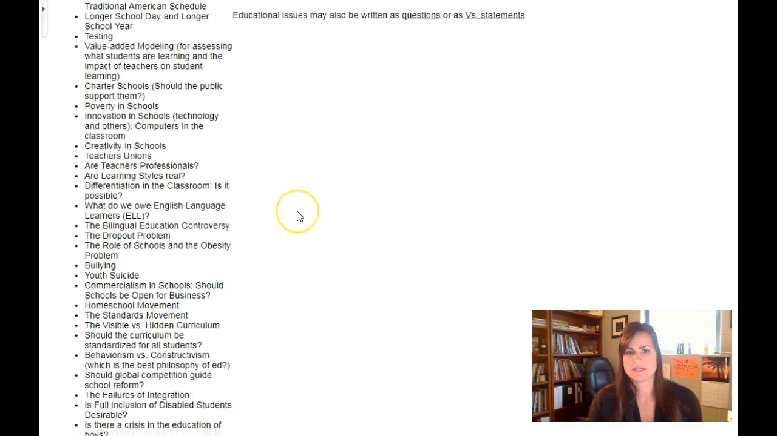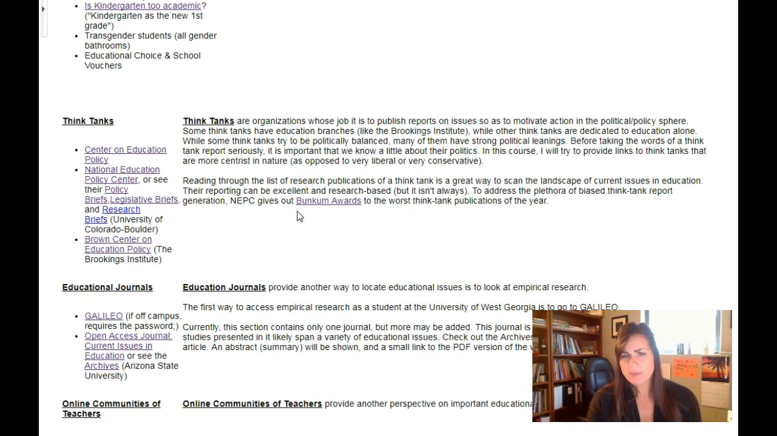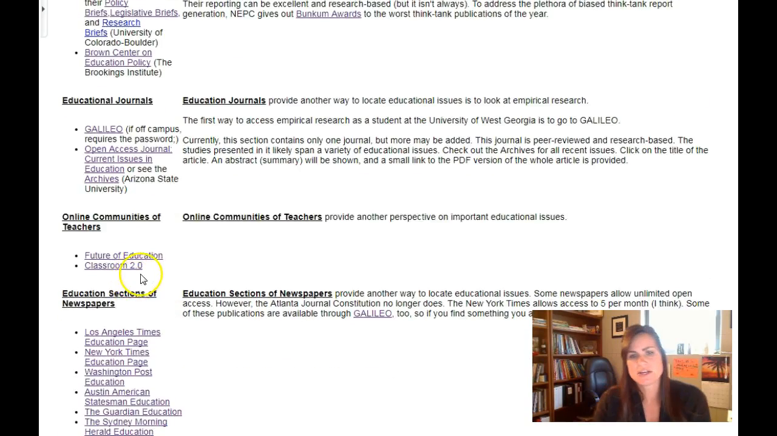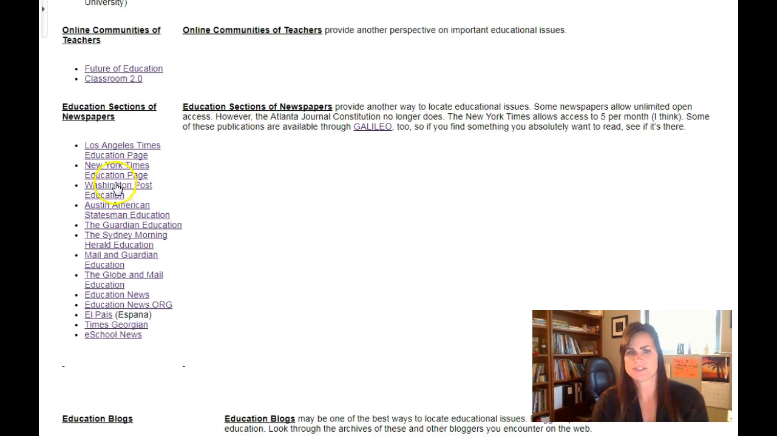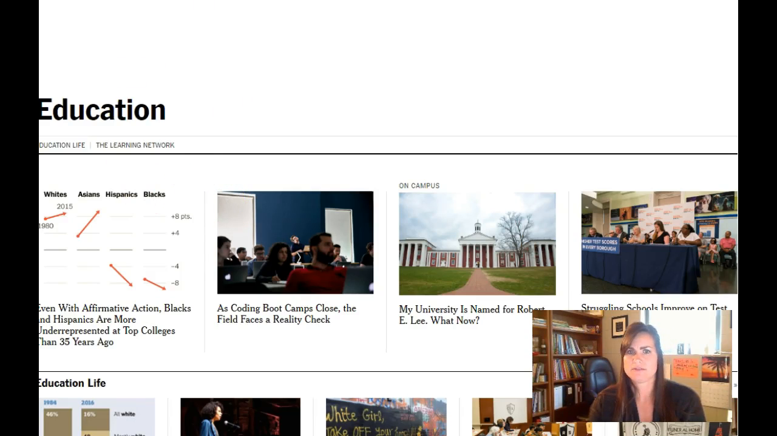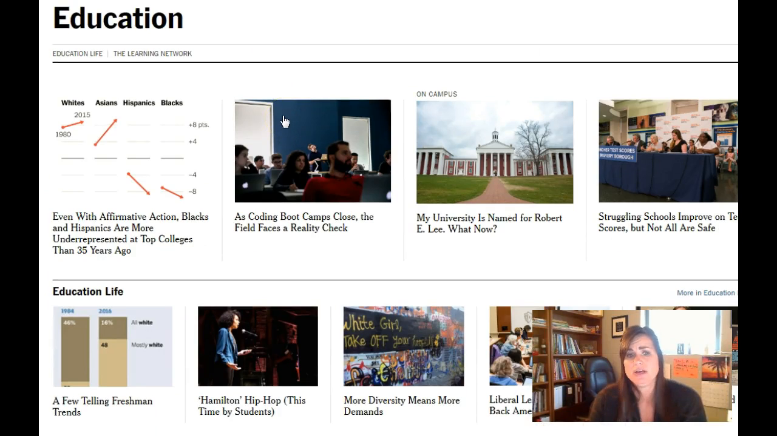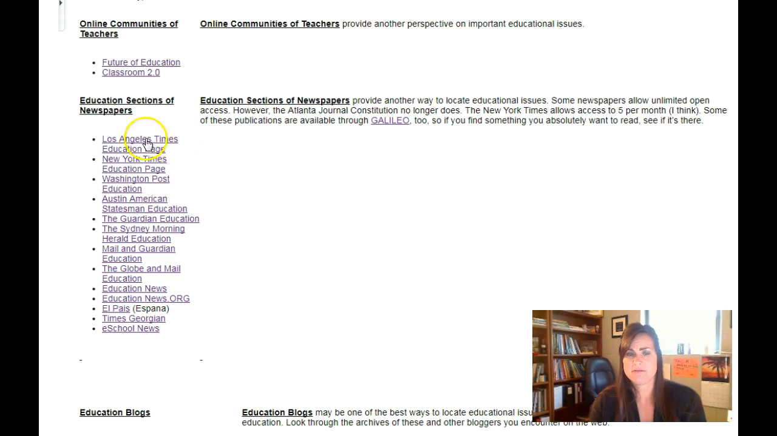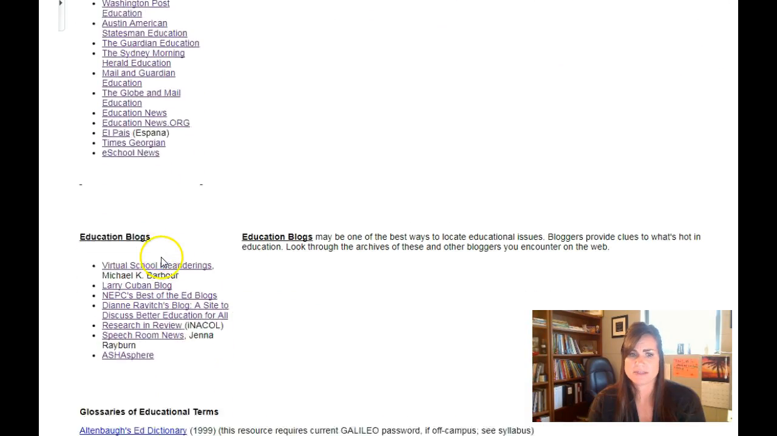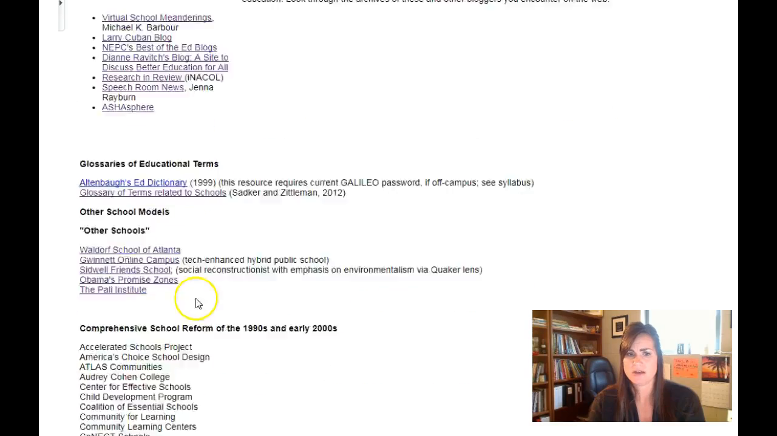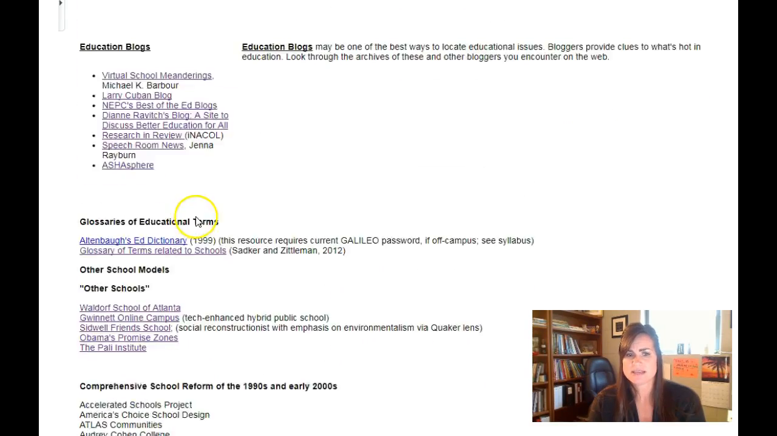So that would be an initial idea. But there's some other things here. Some think tank websites, educational journals, and newspapers, for instance. So New York Times, I put a link here to their education page. What are they talking about in education? So anyway, lots of things. A great start here is the newspaper, certainly, but other places to go as well, and then some blogs as well. So lots of places to find.